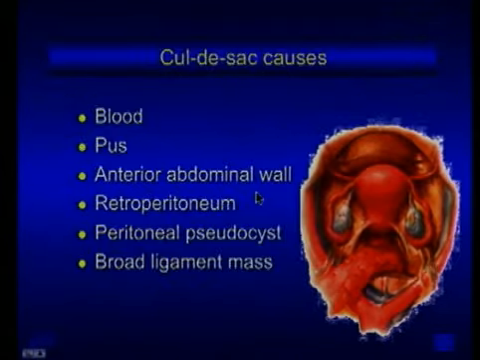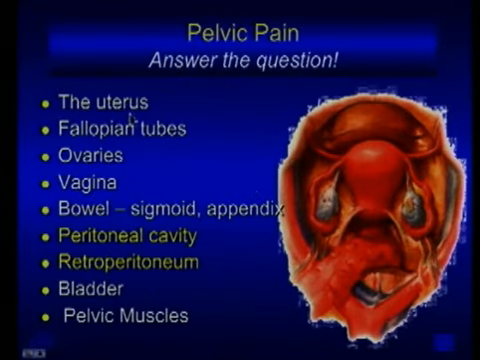Well, there are many causes of pelvic pain: the uterus, the tubes, the ovaries, vagina, the bowel, masses within the peritoneal cavity, the retroperitoneum. Remember the bladder, remember cystitis, remember bladder calculi or distal ureteric calculi, and even pelvic muscles can cause pain, not something we often think about. So there are many causes of pelvic pain. The important thing for the examiner and for the physician is answer the question. Thank you very much.